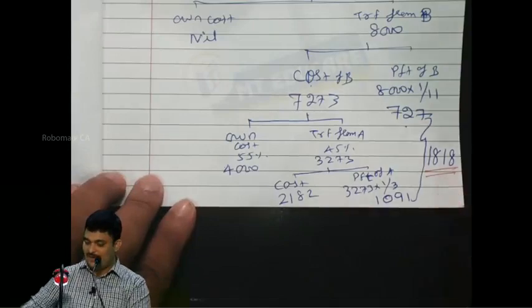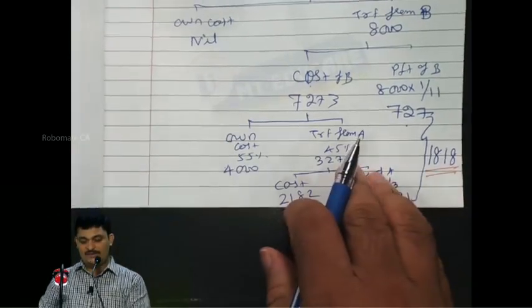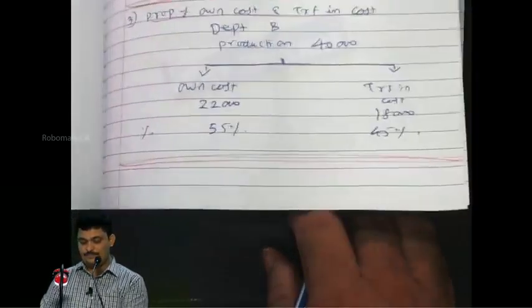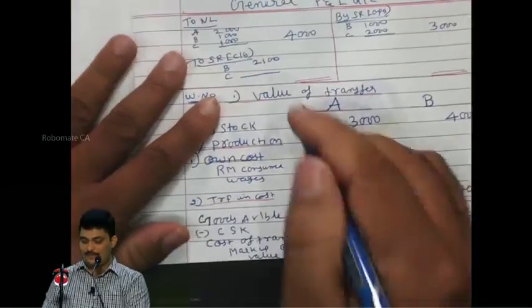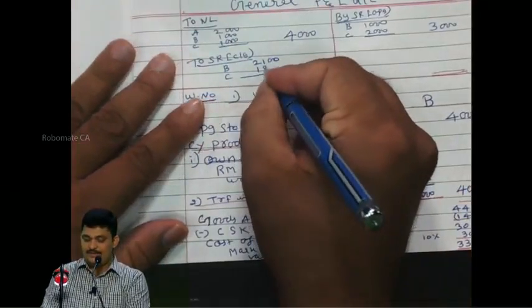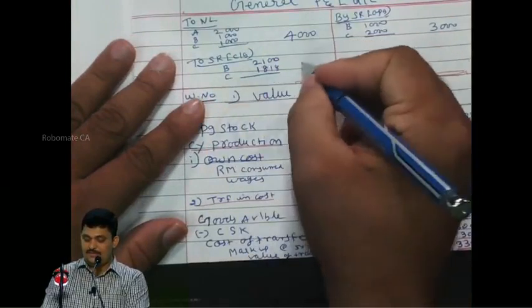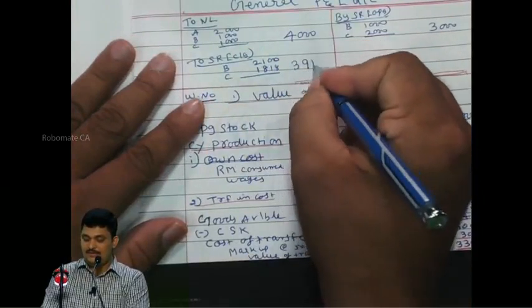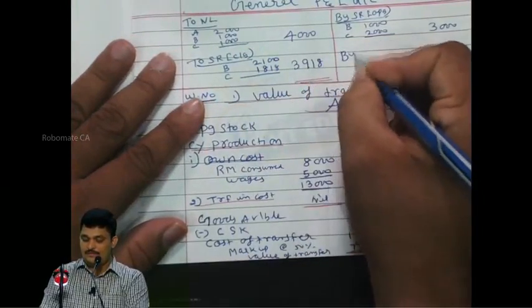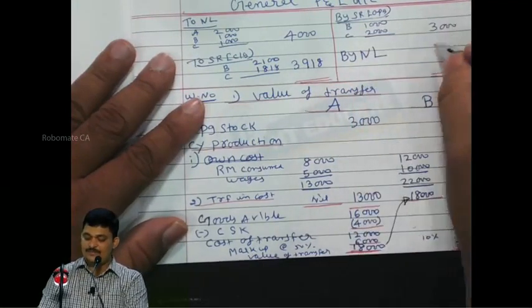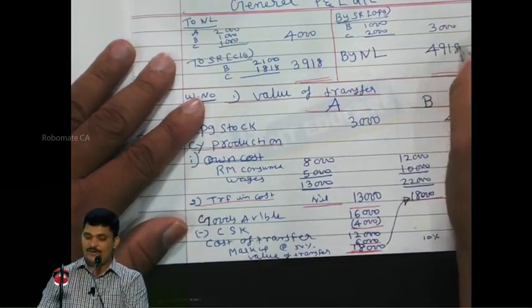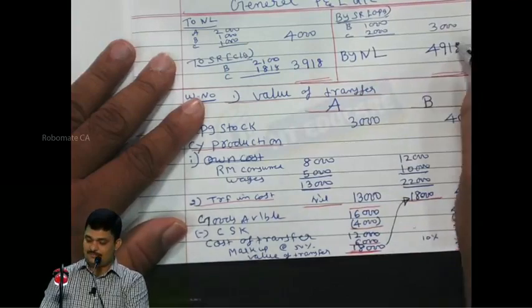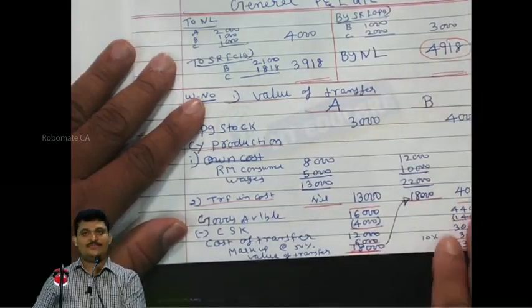Understood? That way 1,818 plus 2,100, which is 3,918, by net loss of the business 4,919. That's all. See, marks.